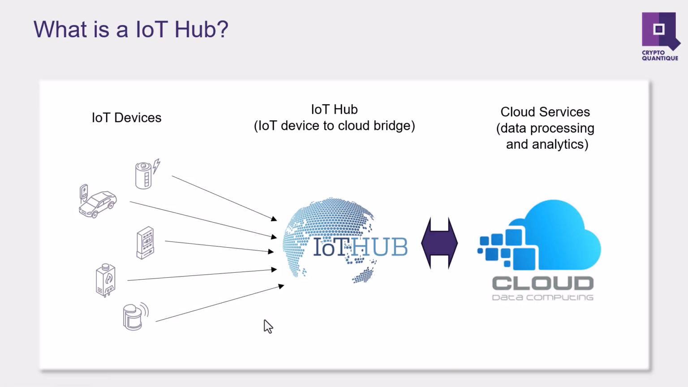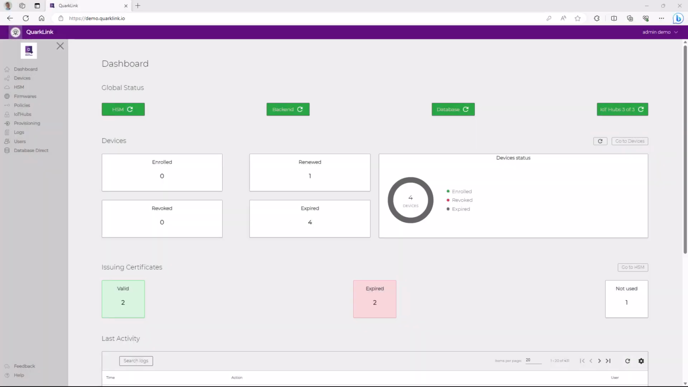So here's a diagrammatic representation of where the IoT hub sits in the system. Over here on the left you can see your IoT devices. They typically connect to some kind of endpoint. This could be on the edge, or the hub could sit in the cloud, and that hub then directs the traffic to the particular services required in the cloud, i.e. data processing and analytics services. So now let's have a look at the QuarkLink and see how we configure our IoT hubs.